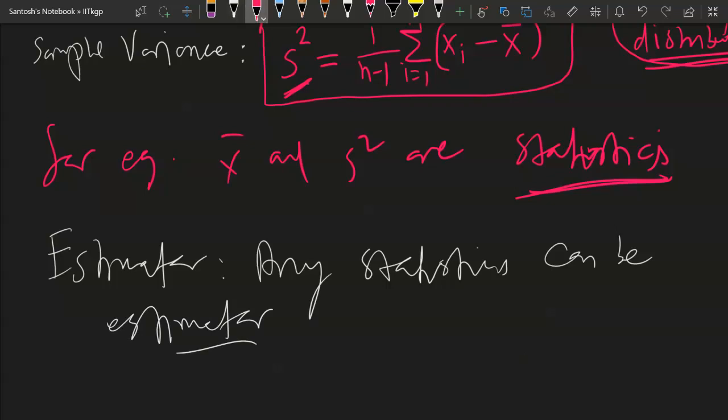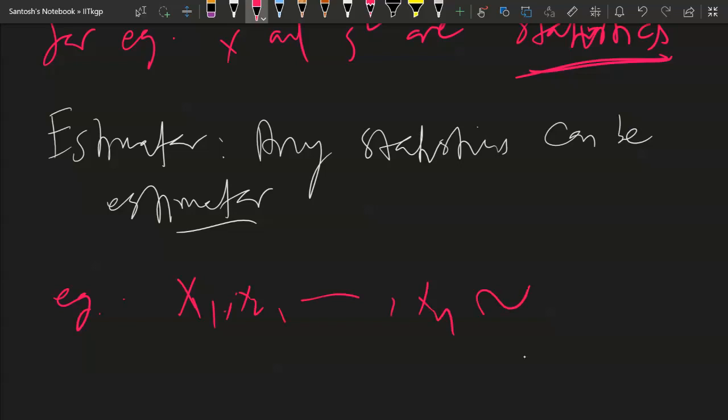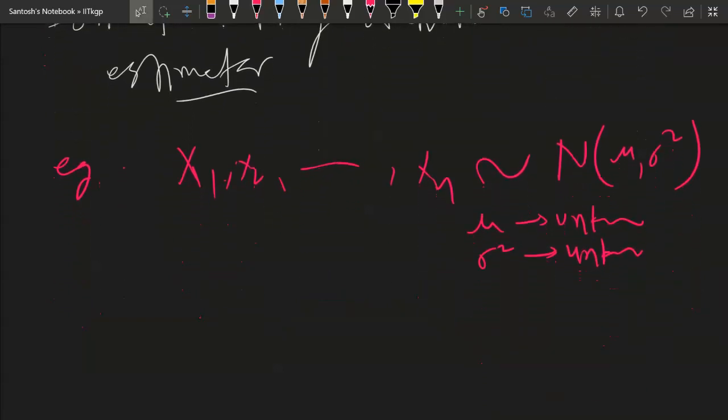The main thing is, for example, I will tell you one thing. Suppose you have a sample x1, x2, ..., xn from a population Normal(mu, sigma square), where mu is unknown and sigma square is also unknown. Suppose I define a function t as (xi minus mu) upon sigma.